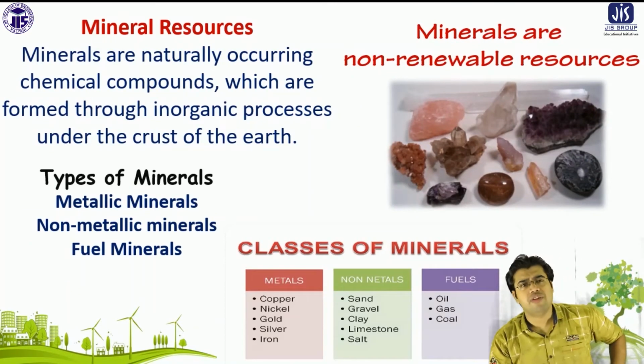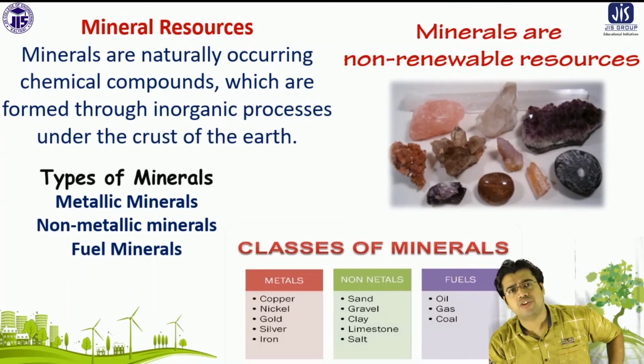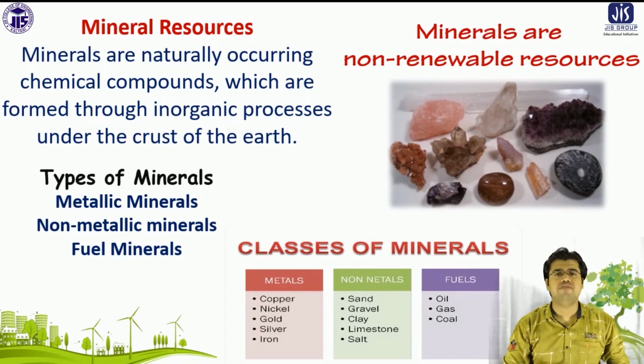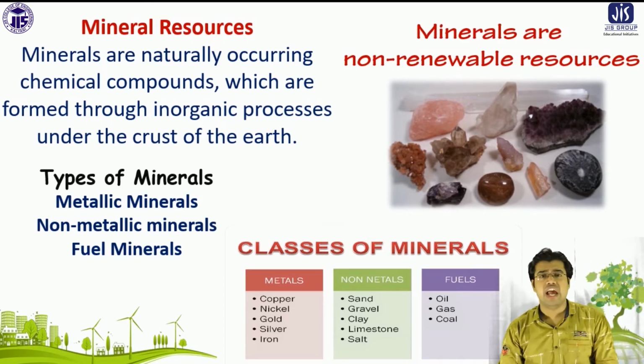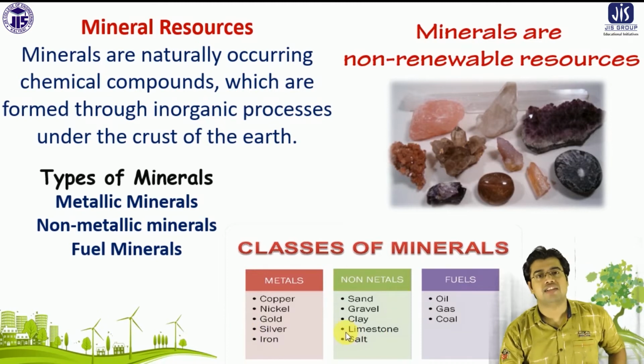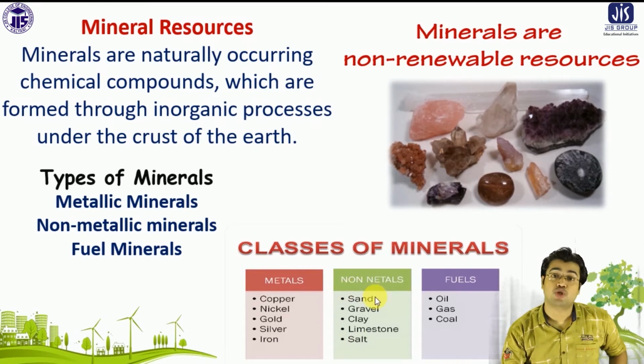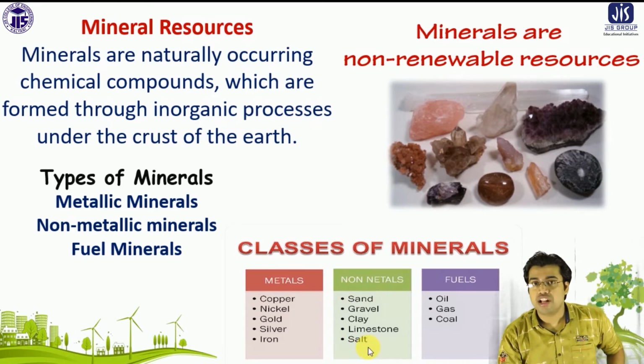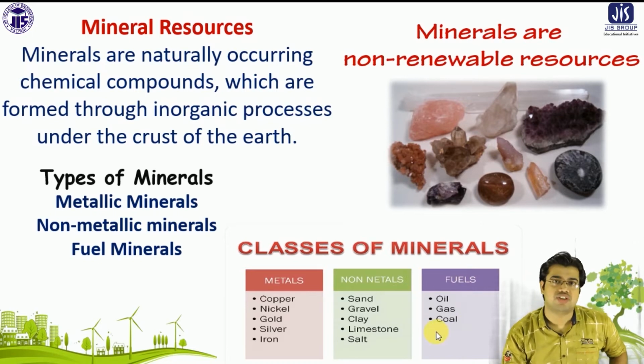Then the next is mineral resource. Mineral resources are also very important. Mineral resources are naturally occurring chemical compounds. There are different types. If it is a metal, there are different kinds of metals, like copper, nickel, gold, silver, iron. They may also be non-metals, like sand, clay, limestone, or salt. Some kinds of fuels are also included in that category, like oil, gases, coals, etc.